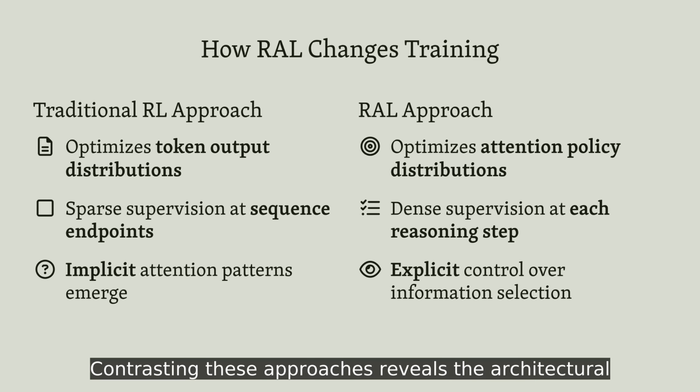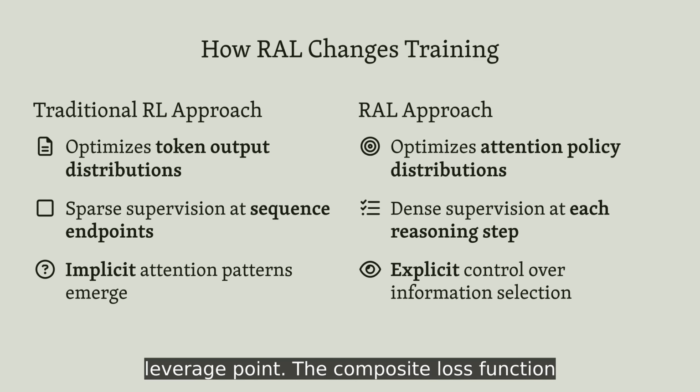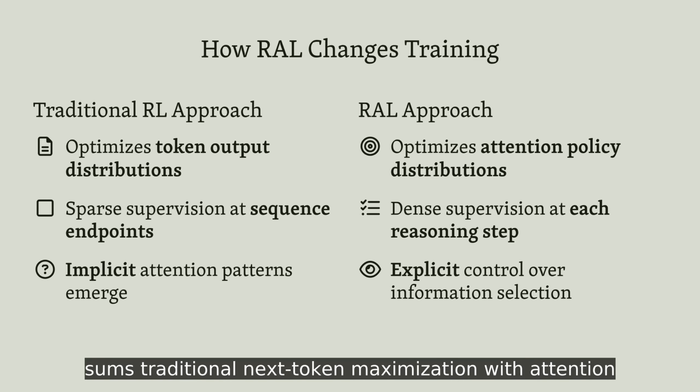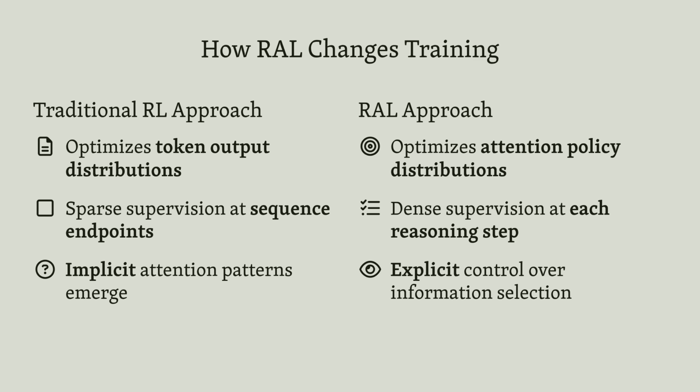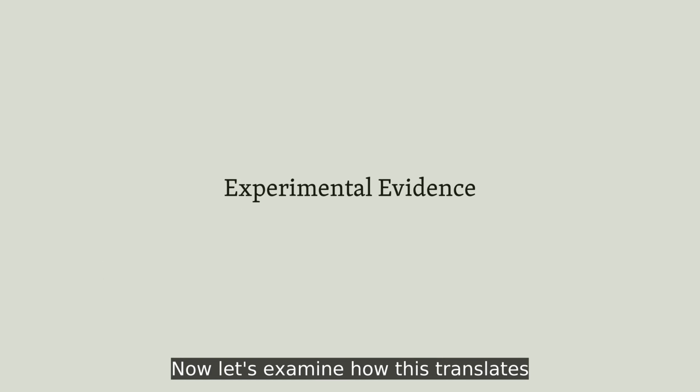Contrasting these approaches reveals the architectural leverage point. The composite loss function sums traditional next token maximization with attention policy divergence, modulated by a hyperparameter. This preserves linguistic fluency while explicitly reinforcing the structural reasoning patterns that multimodal tasks demand. Now let's examine how this translates into measurable performance gains.